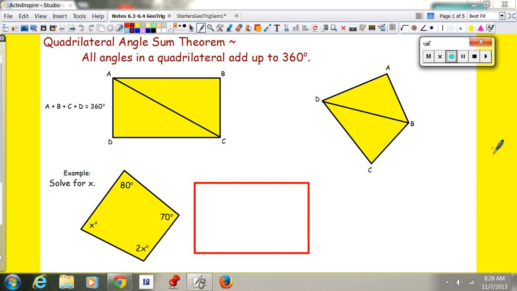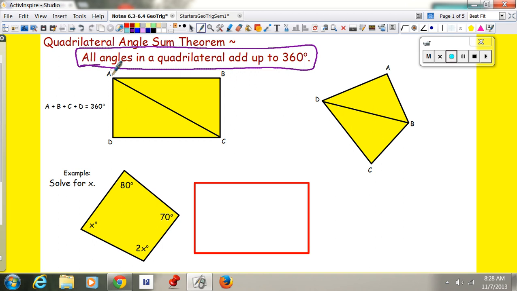In section 6.3 and 6.4, they talk about the quadrilateral angle sum theorem. And all that tells us is that all angles in a quadrilateral add up to 360 degrees. And we already knew that. We saw it on the chart. But it's a theorem that says if it's a quadrilateral, then the interior angles add up to 360 degrees.